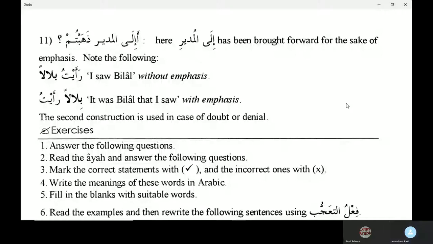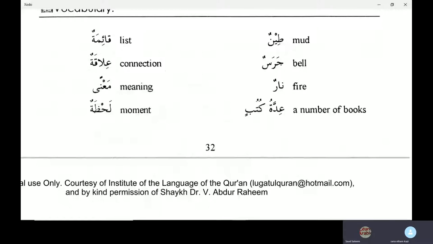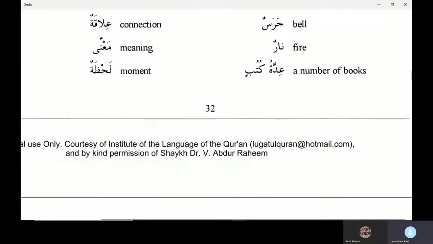Vocabulary. Qa'imatun, list. Sinun, mat. Ilaqatun, connection. Jarasun, bell. Ma'anan, meaning. Narun, fire. Lahzatun, movement. Iddatu kutubin, a number of books.